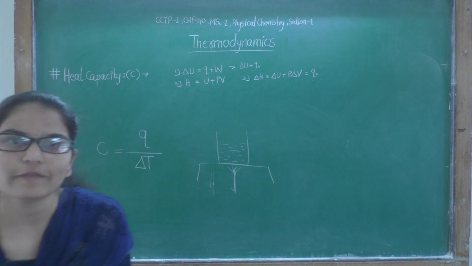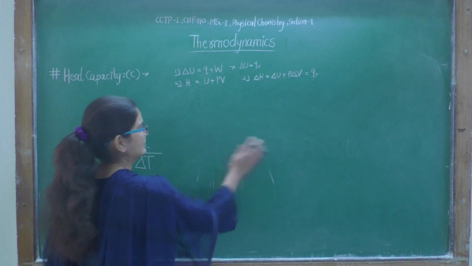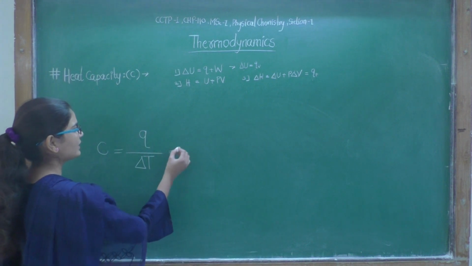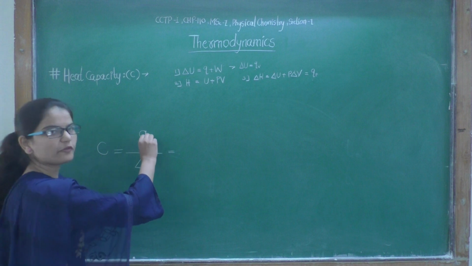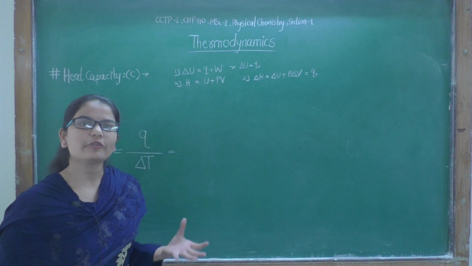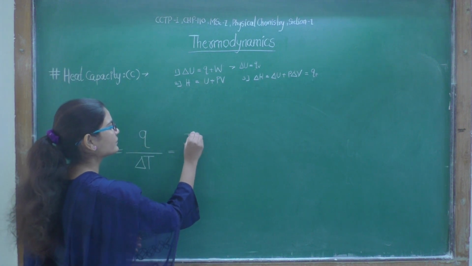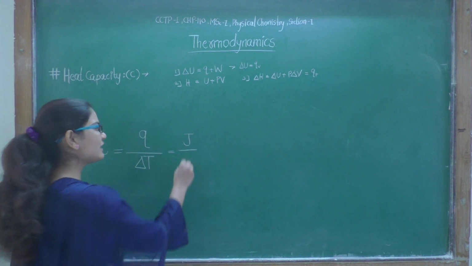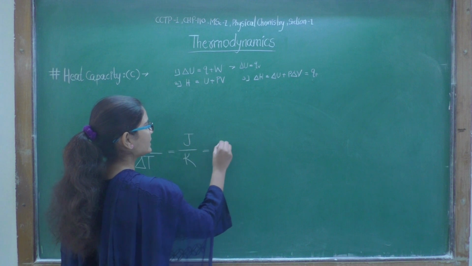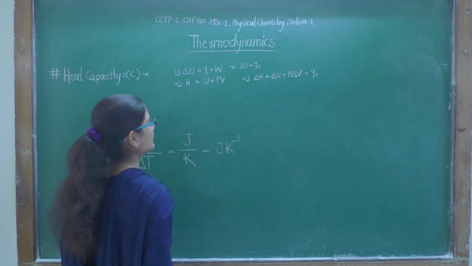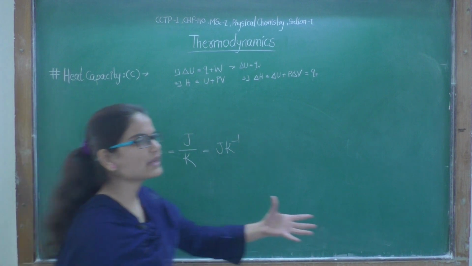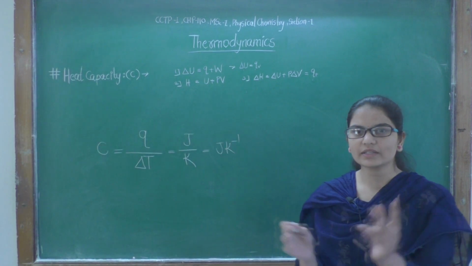Now, what will be the unit of heat capacity? It's just easy, as heat is a form of energy, and what is the unit of energy? It is joule. Now, what is the unit of temperature? Kelvin. So, joule per Kelvin is the unit of heat capacity. That's it. Now, there are another two terms.